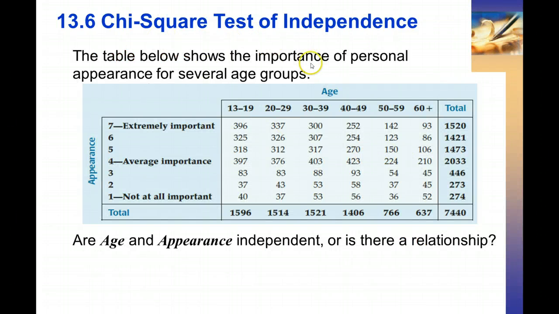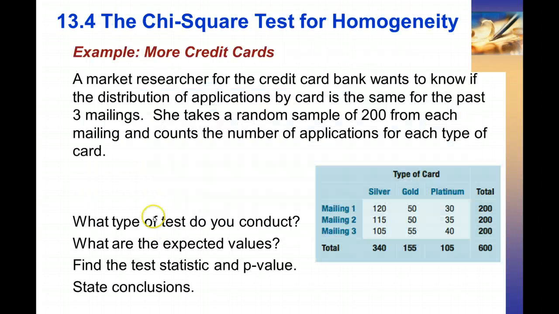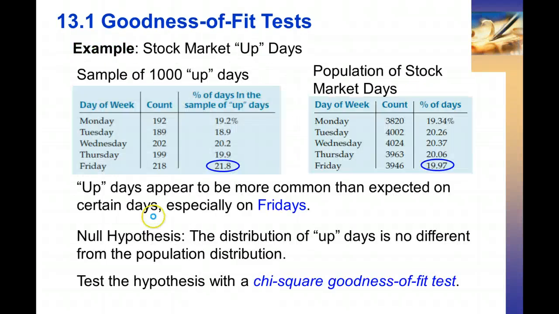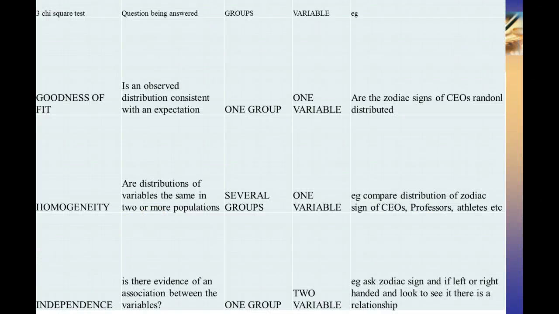Chi-square test for independence. Let's remind ourselves what we're looking for. We are looking for one group with two variables, for example zodiac signs, and if people are left-handed or right-handed, to see if there's a relationship. Is there evidence of an association between the two variables?